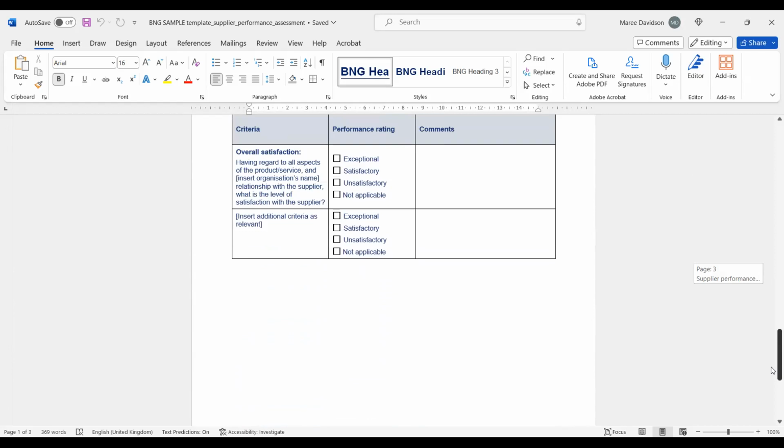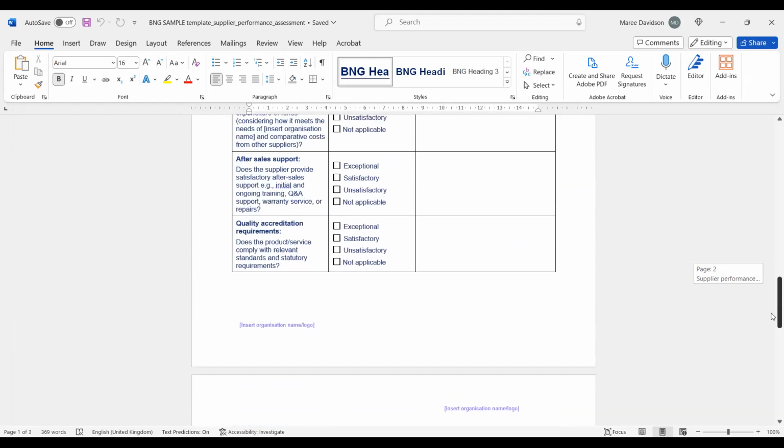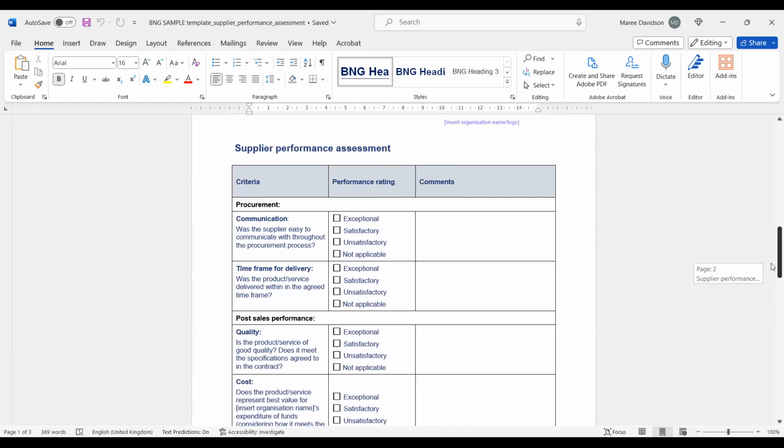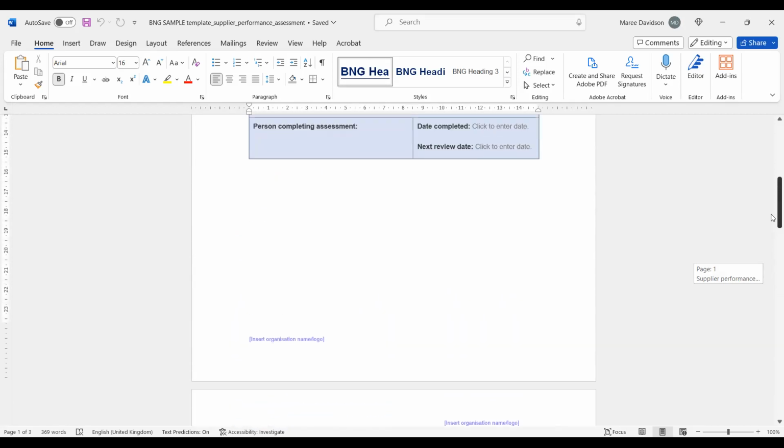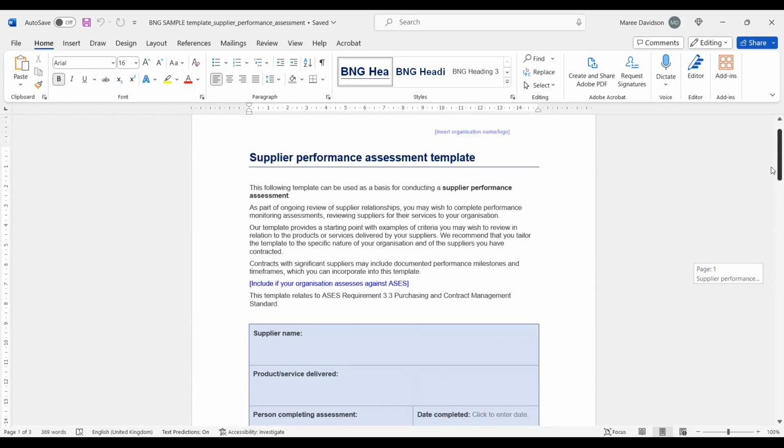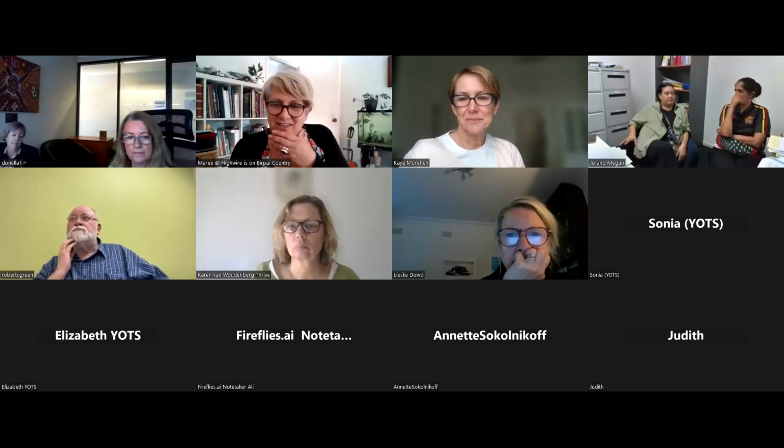Now, if you were thinking about not continuing a contract with a supplier, this could be something good to complete and forward to the board to support the decision making. But that's also really good to share back with your supplier, isn't it? To give them feedback. So there you go. They're the resources that we're going to be sharing with you.